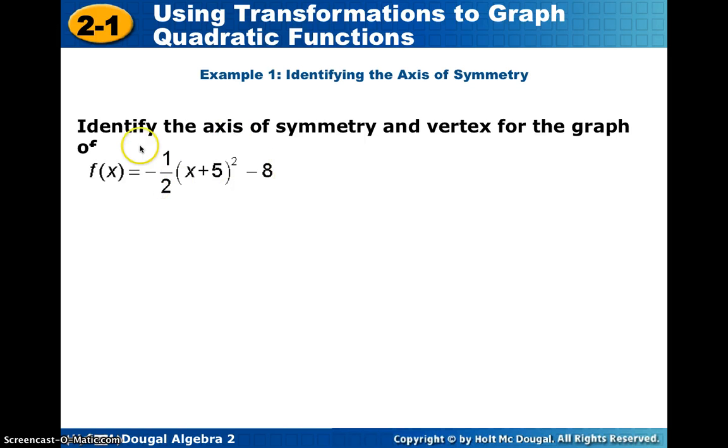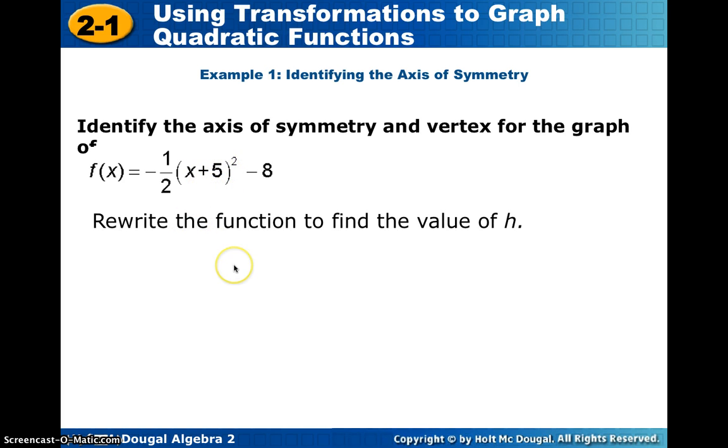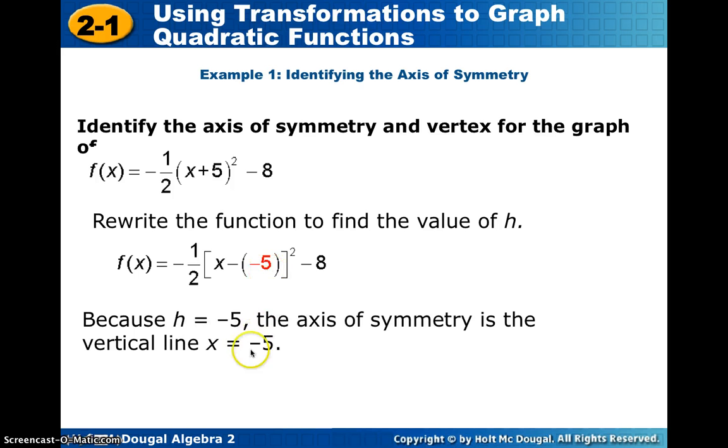So where is the axis of symmetry for this one? Well, the axis of symmetry would be at whatever value h is. So I need to look in here and determine what h is. And I can rewrite that plus as minus a negative. My h value is -5, so that's where the vertex is, where the axis of symmetry is at x equals -5. The vertex of this is at (h, k). The h is -5, and the k would be -8.